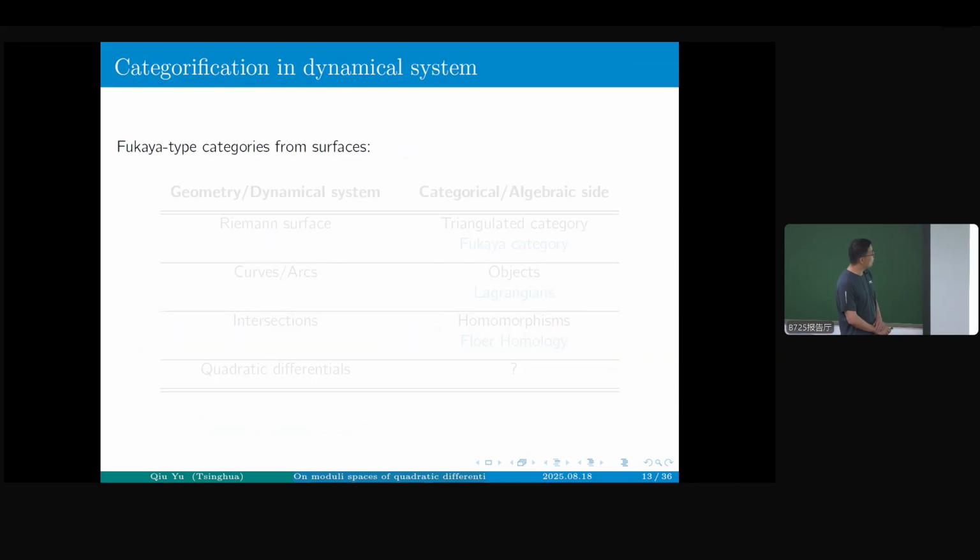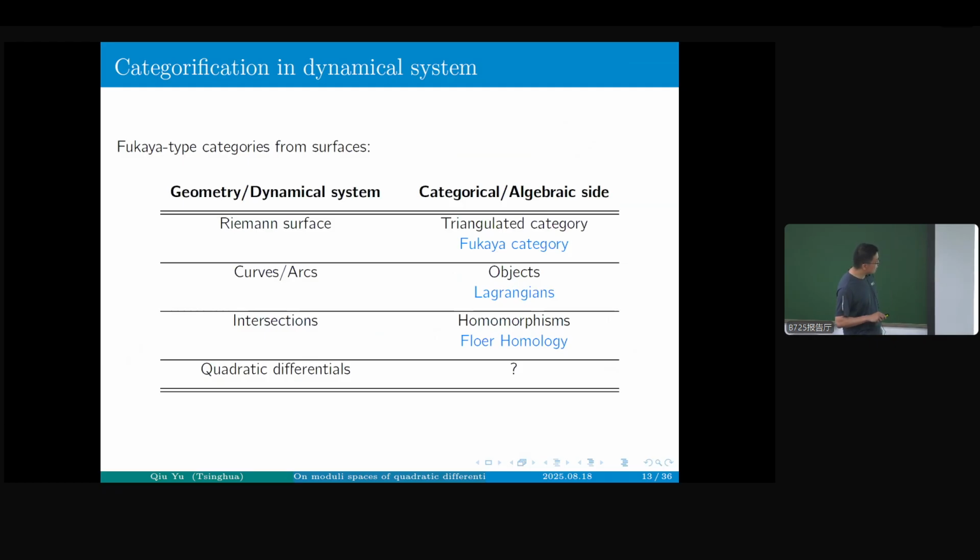Okay, so we want to do some categorification in dynamical systems, and here is a correspondence from the Fukaya category point of view. When you have a Riemann surface, we want to have a triangulated category. Usually you can take, say, the topological Fukaya category or a general Fukaya category, but you may need to take a subcategory, or a Fukaya-type category. The point is that the curves or arcs on this surface correspond to objects. For example, if you take the topological Fukaya category, the symplectic structure basically vanishes, and the Lagrangian submanifold just becomes a one-dimensional manifold of this Riemann surface, so it's just curves and arcs. Then the intersection corresponds to Floer homology in the Fukaya story, or just homomorphisms in the category.